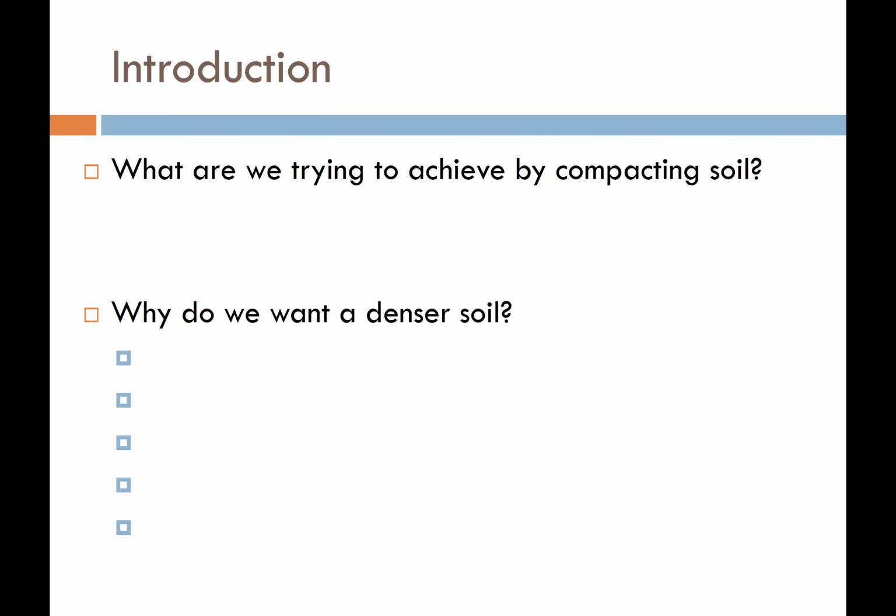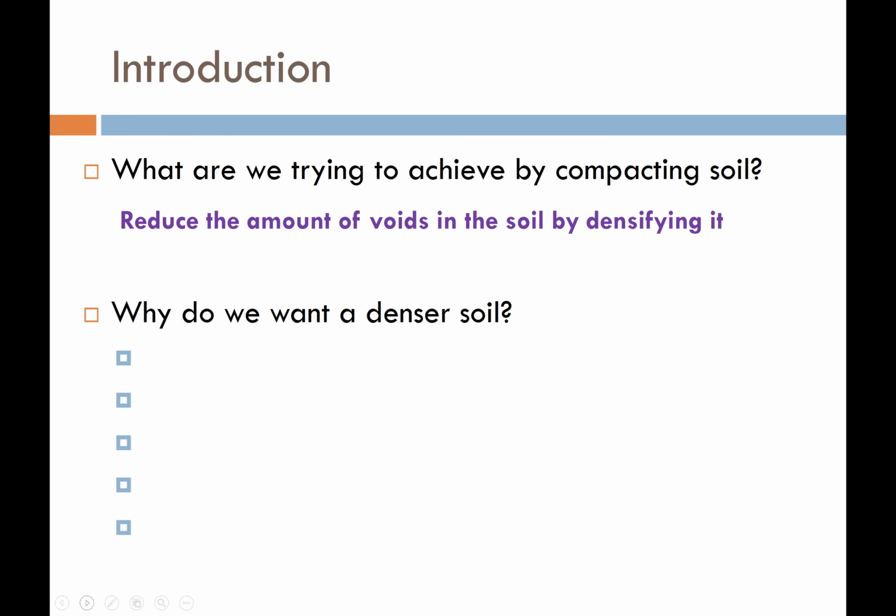So I guess the fundamental underlying question we could ask is what are we trying to achieve by compacting the soil? So if you think about soil on a very micro scale, when we think of it in terms of solid particles and then void space, at the end of the day, what we're really trying to do is reduce the amount of the void space that's in the soil, because void space is bad for a lot of engineering purposes. So if we densify it and get the solid particles closer together, we can reduce the void space and we get more desirable behavior out of our soil.